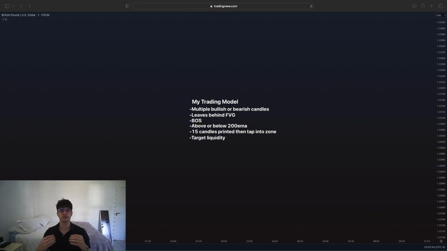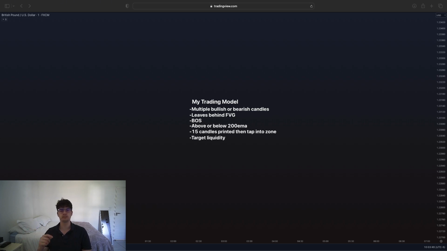Everything I am explaining now, I'm going to go over in full detail a little bit later on. There needs to be a breaker structure. So there are multiple bullish or bearish candles that blast up and create the zone. It needs to break some sort of previous structure to show that the market is finally deciding to switch trend. Now, we need to be above or below the 200 EMA. If we are taking demands, price is above the 200 EMA. If we are taking supplies, the price has to be below the 200 EMA.